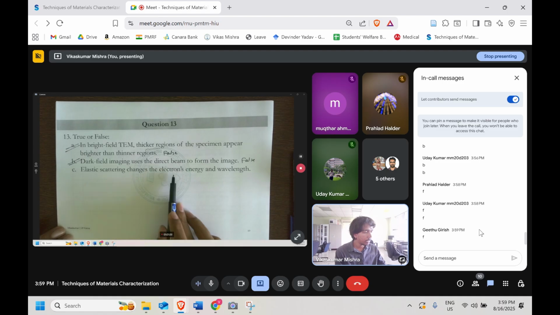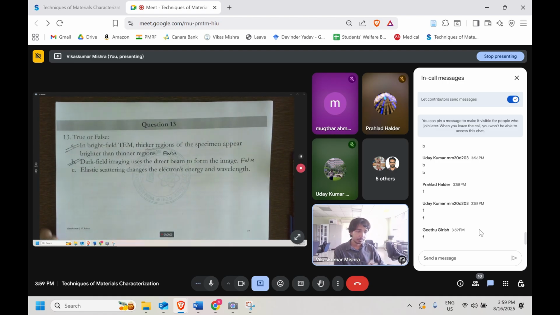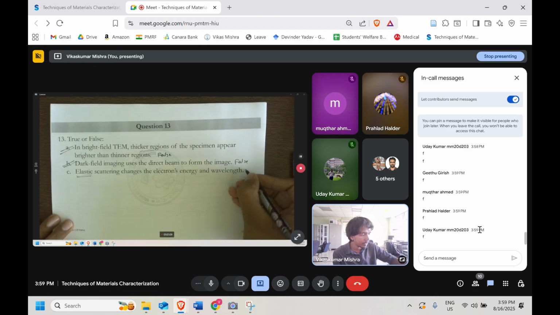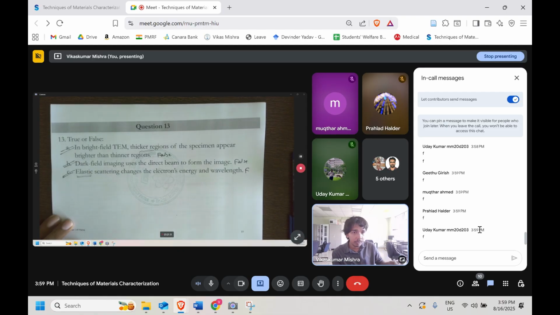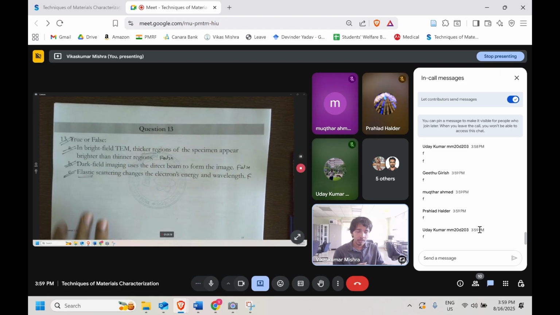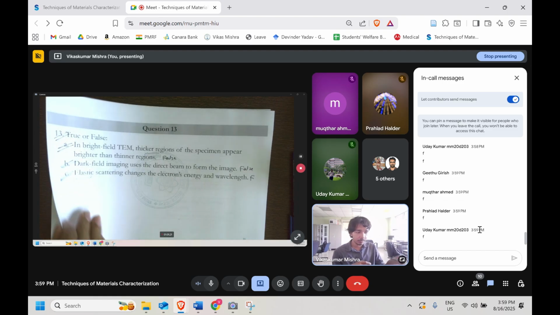Elastic scattering changes the electron energy and the wavelength. Elastic scattering. False, right? It's not going to do that. The energy is going to be the same. Since the energy is the same, the wavelength will be the same. With that, we have solved question number 13. Let's move to the next question.